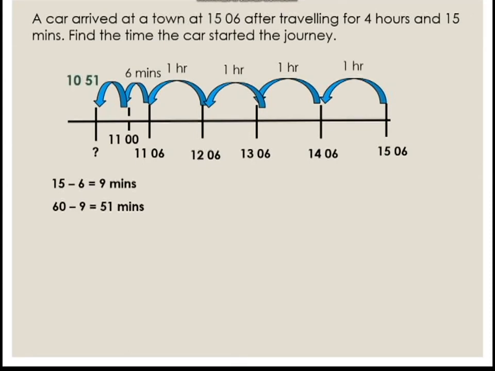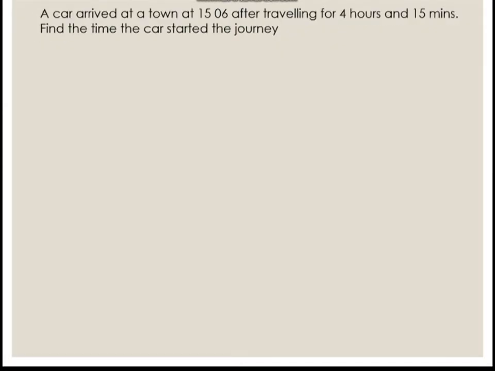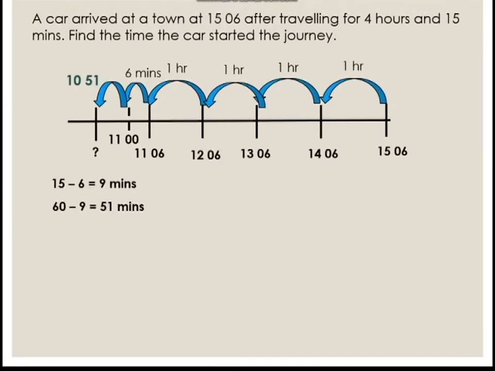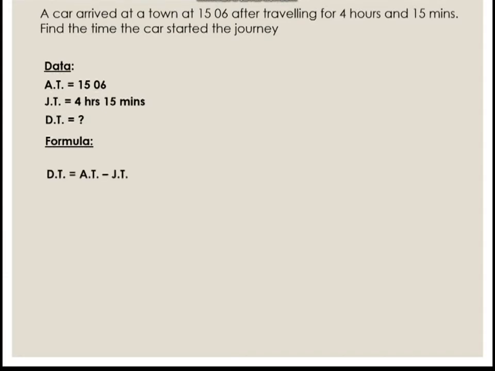So the very first thing, I'm just going to line up 15:06 and 04:15. Six minus 15 is not possible, so I'm going to take 1 whole hour from the hours. So 1 whole hour I'm taking, which means 14 hours are left, right? 1 hour is equal to 60 minutes. So 60 minutes are going to be added to 6, which is going to be 66 minutes.